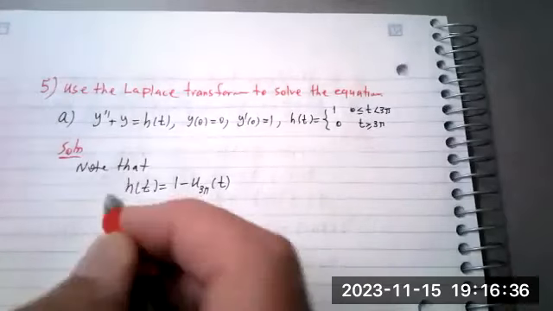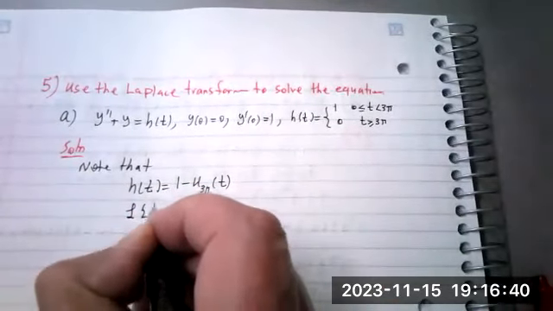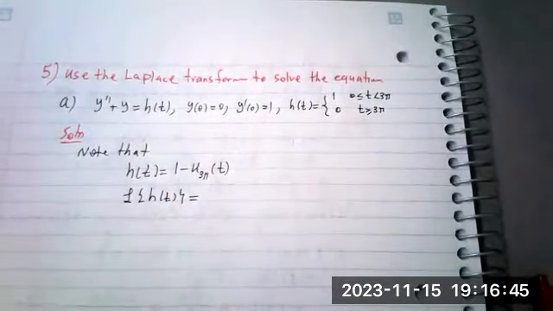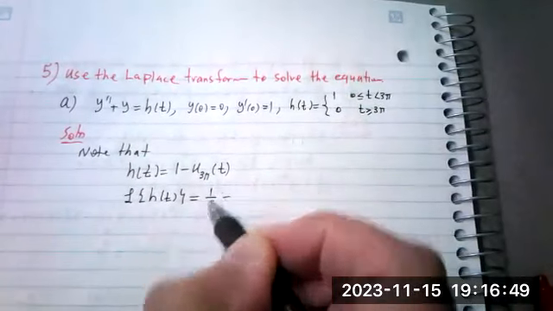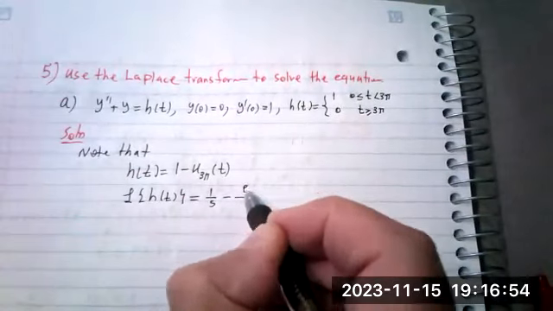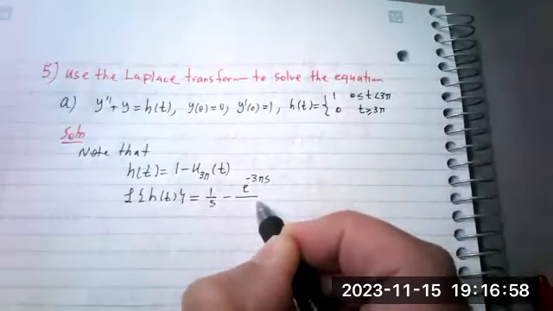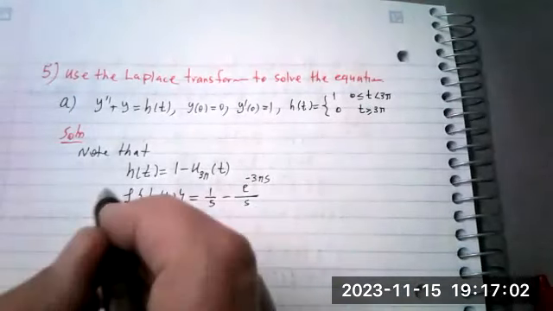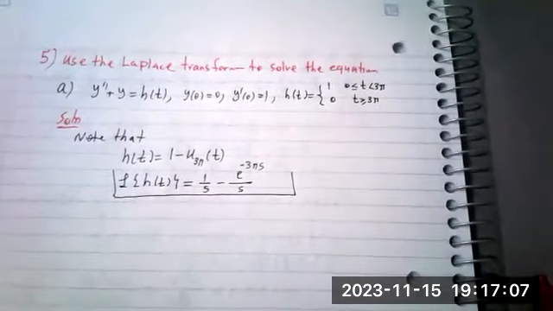Okay, so that makes it easy for you to find the Laplace of h of t. Laplace of h of t would be the Laplace of 1, which is 1 over s, minus the Laplace of the unit step function, which is e to the negative 3 pi s divided by s. So that would be the Laplace transform of h of t we have to find.